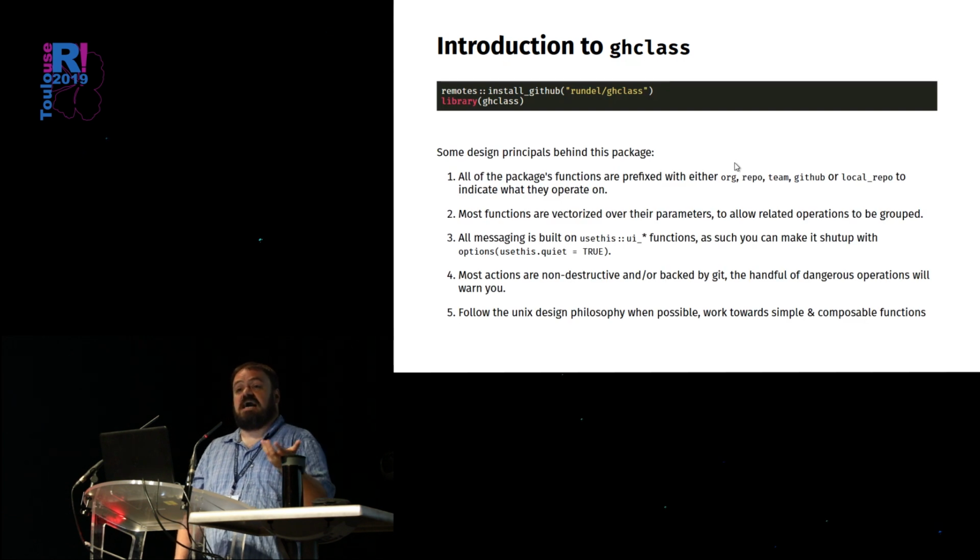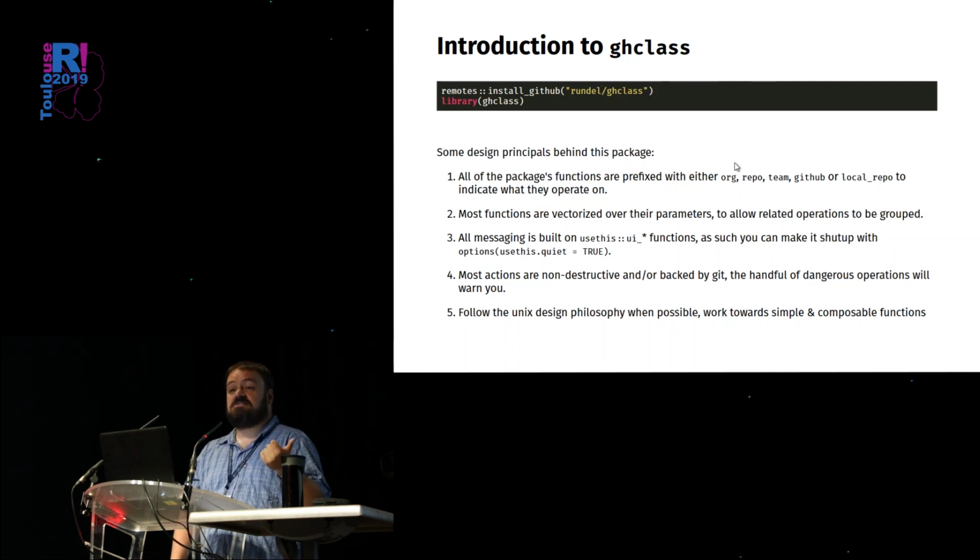Just to give you some basic design principles behind it: all of the functions that are user-facing within the package are designed to have a prefix that tells you what the function operates on. So there are organization-related functions, those are prefixed with org. Repo-related functions are prefixed with repo, and so on and so forth. The goal of this is to make things as discoverable as possible and also to have simple function names that you can read and know exactly what they're going to do.